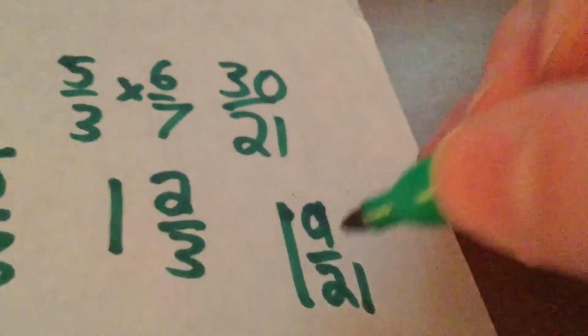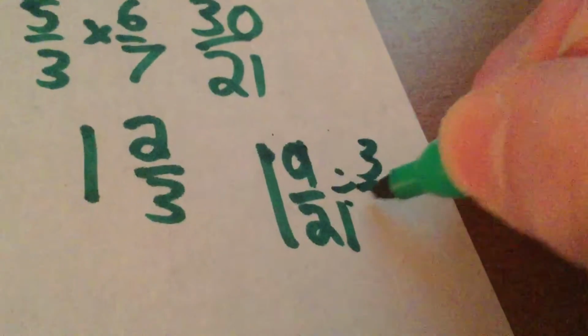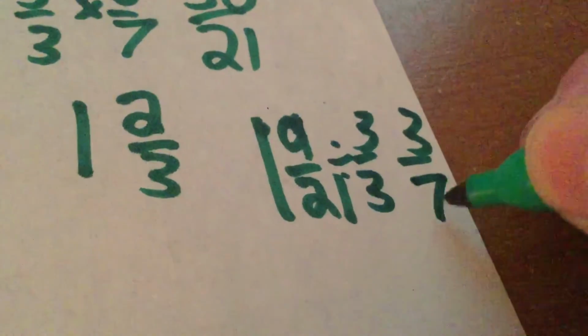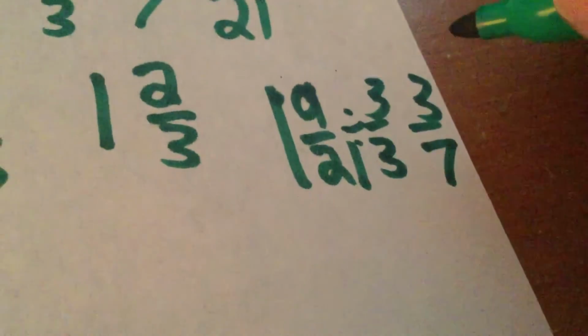Okay, so now we have to see, can this be reduced? What we can divide into these is 3. So 9 divided by 3 is 3, and 21 divided by 3 is 7. So our final answer would be 1 3/7.